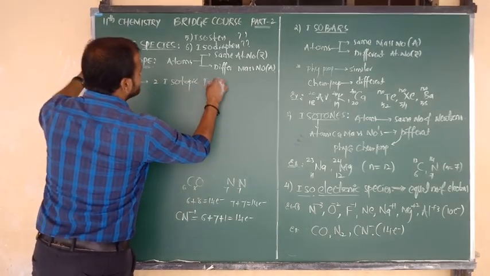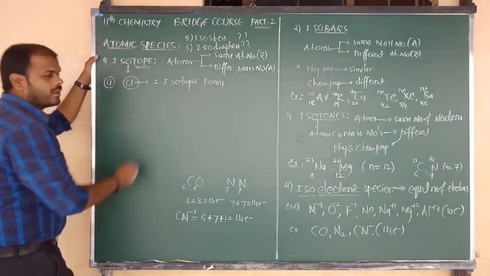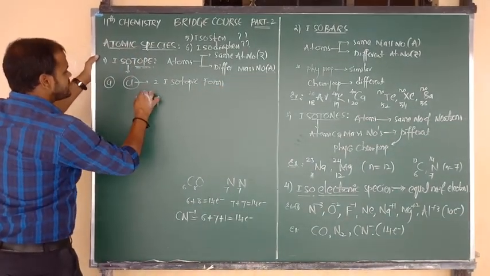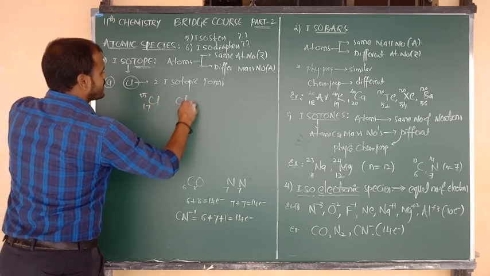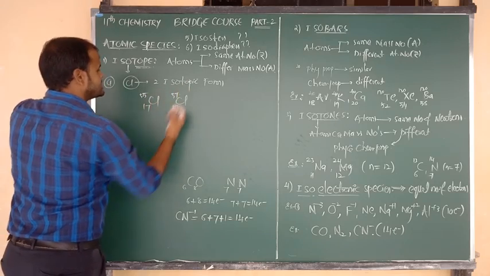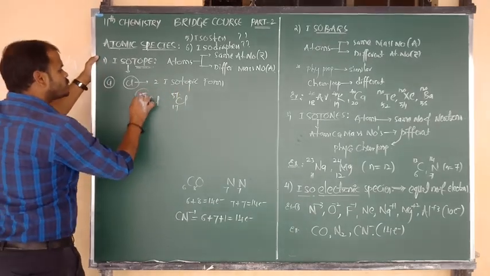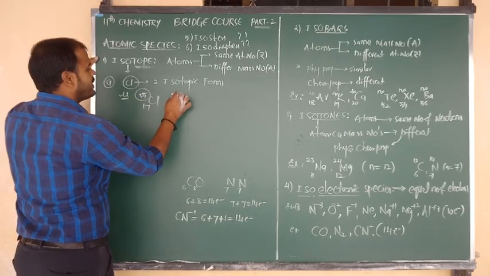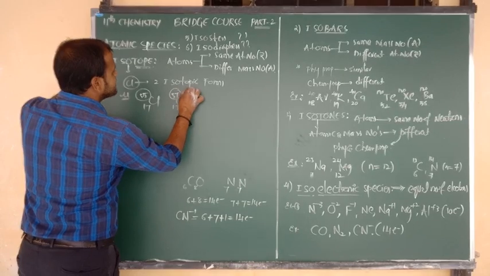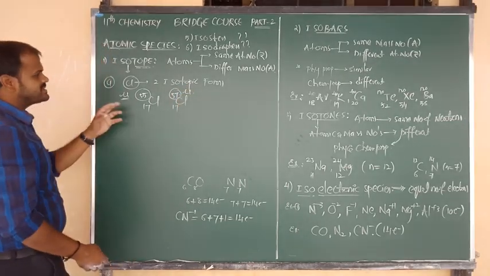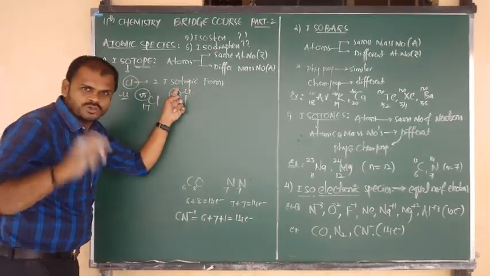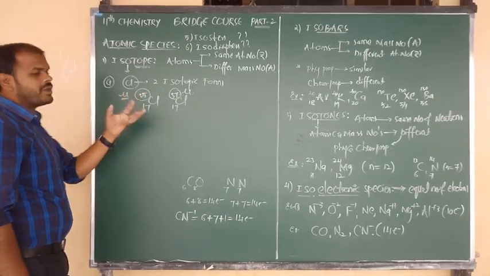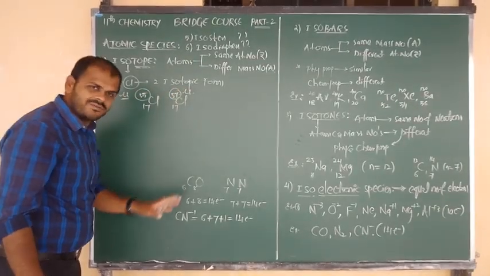What are the two isotopic forms? Just now I have told you. One is nothing but Cl-35, with atomic number 17. One more is nothing but Cl-37. Means the first chlorine isotope contains mass number 35, the second chlorine contains mass number 37. Chlorine occurs in nature in two isotopic forms.